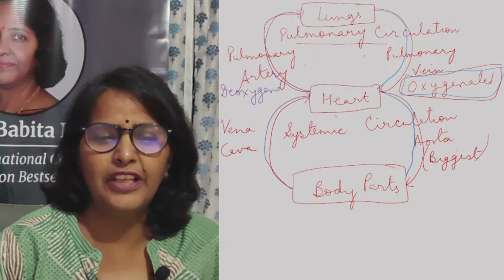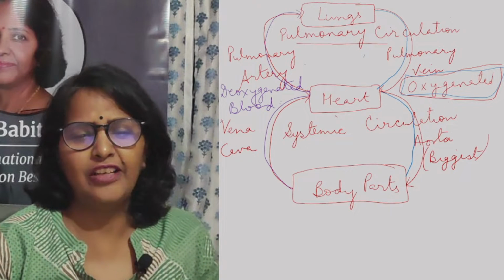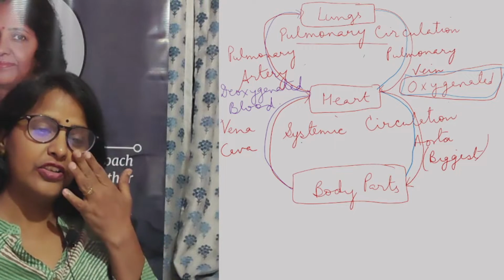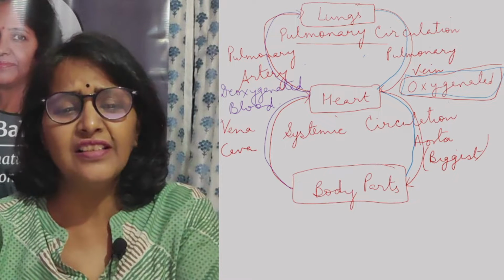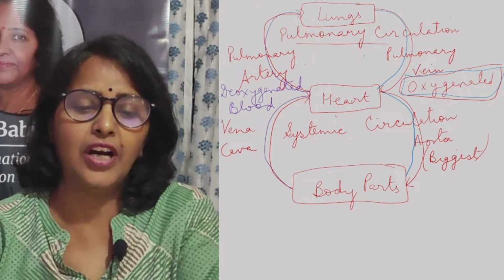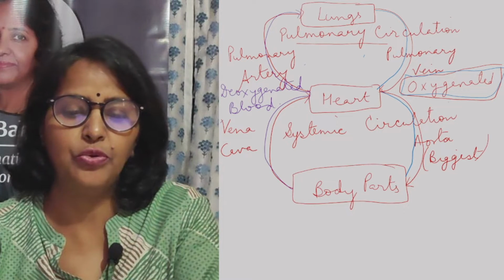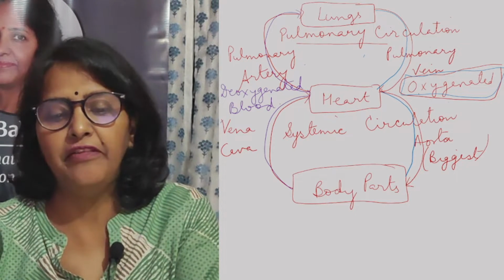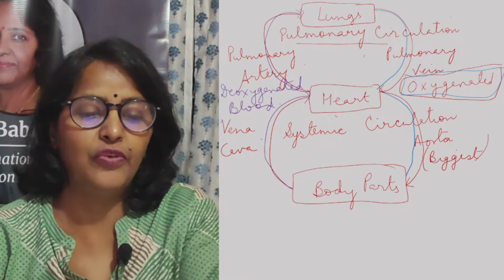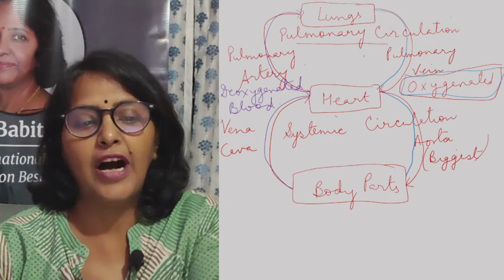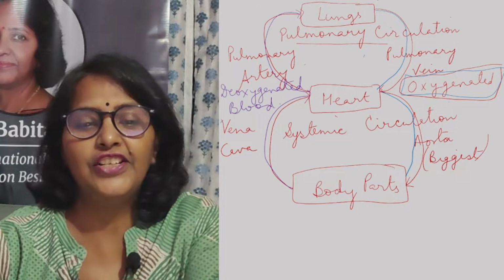Deoxygenated blood. If you remember this term, what had I told you about it? Oxygenated blood is rich in oxygen, deoxygenated blood is rich in carbon dioxide. So, lungs are giving oxygenated blood to the heart, and the heart is giving oxygenated blood to the body parts through the pulmonary vein and aorta respectively. Body parts are taking deoxygenated blood to the heart through the vena cava, and from the heart it moves to the lungs through the pulmonary artery.